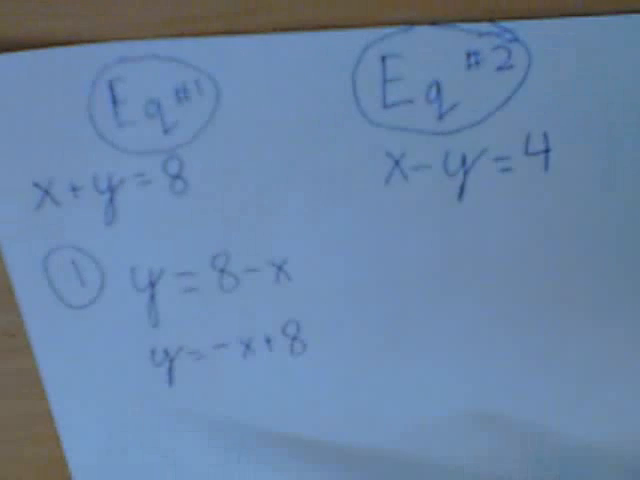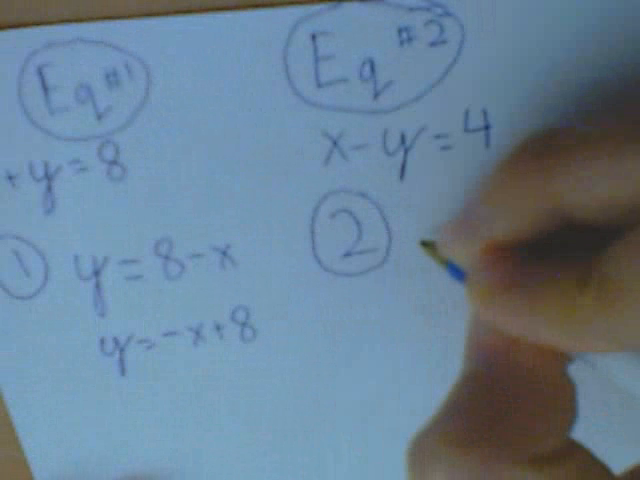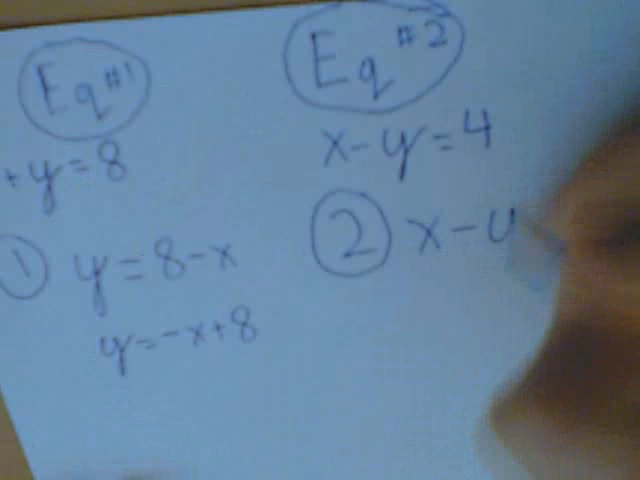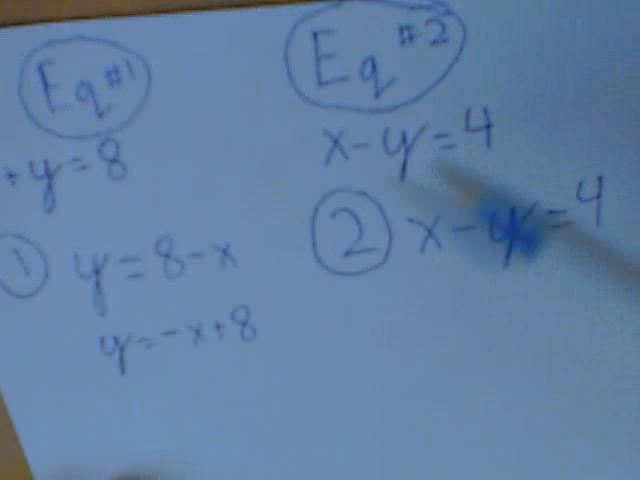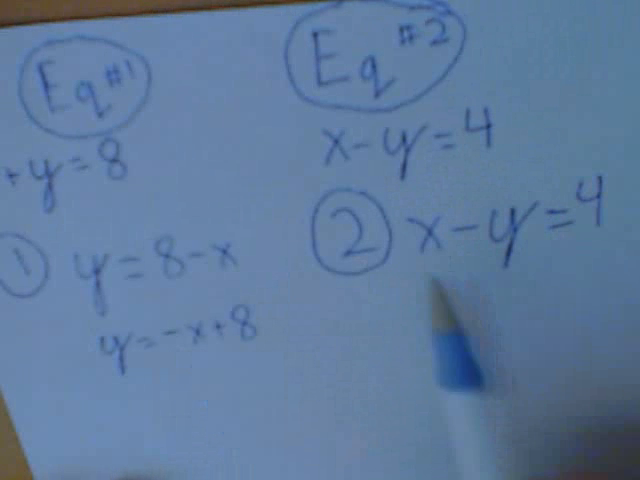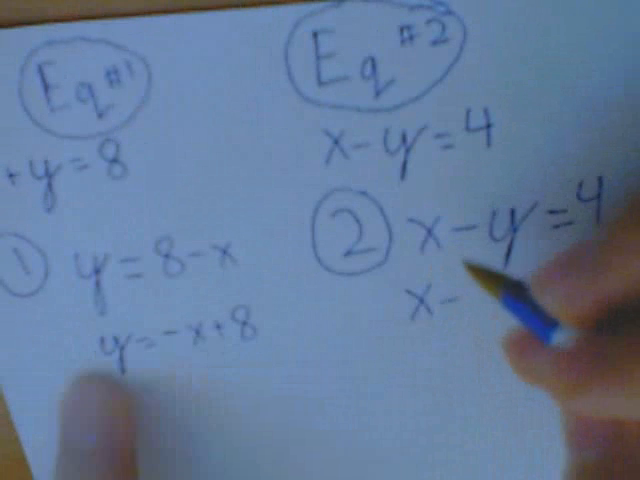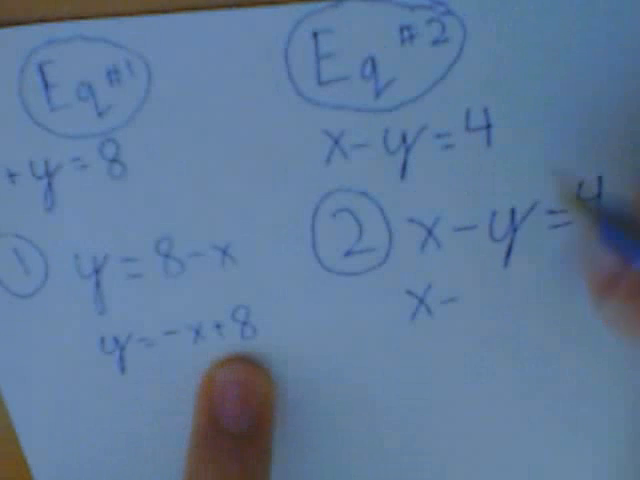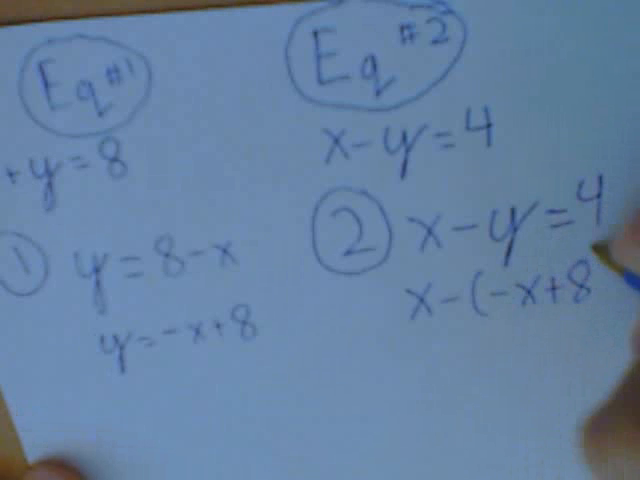So we take what we know here and put it into equation 2. So what this means is that you would take your second equation. For us, it's x minus y equals 4. And then substitute what y equals into y for equation 2. So x minus, so here we know that y equals negative x plus 8. So x minus bracket negative x plus 8 equals 4.